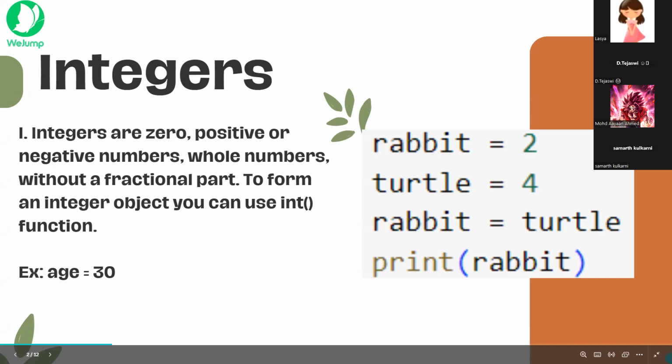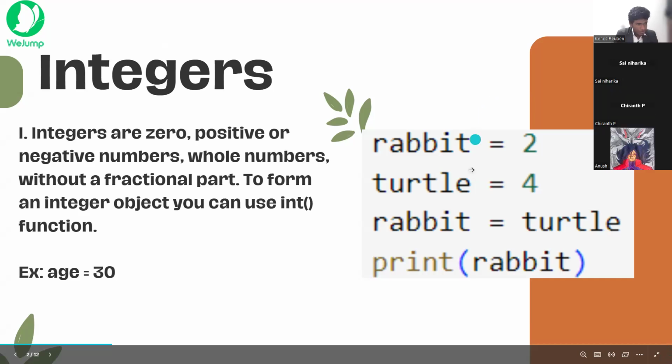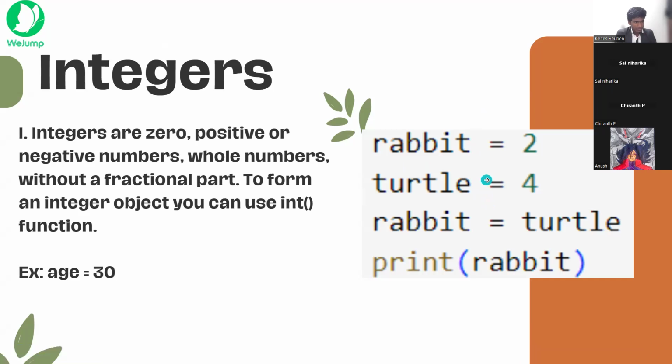Turtle. Yeah, so turtle is a variable here. So in this example right here, you can see this example, right? In this example, we have three variables. The first one is rabbit. Can you see my cursor? Yeah, the first one is rabbit. The second variable is turtle. And the third variable is again rabbit. So these are the three variables.